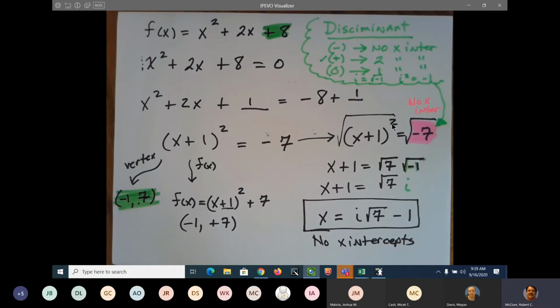Now that's what I was waiting on, Miss Davis, to do this problem, because some of your homework problems are going to ask you to write it in terms of i, and I hadn't got to that yet, so that's why I was waiting. So chances are I'll probably give y'all homework today.